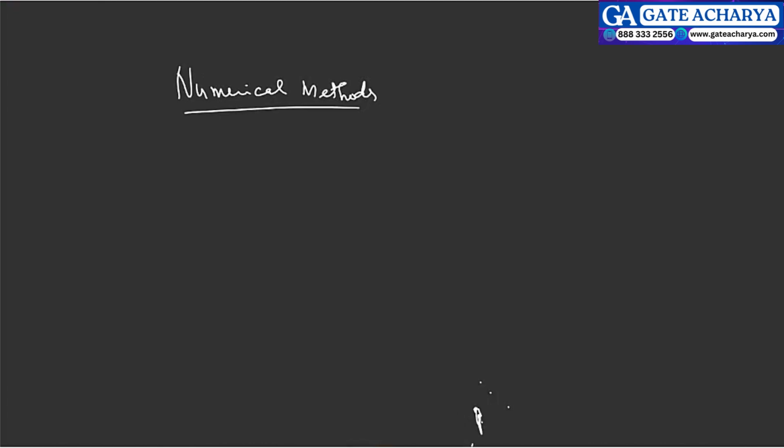Before this, do you know what mathematical methods are? We classify mathematical methods into 2. Mathematical methods means we find the solution of the given equations. The solution methods are divided into 2 parts: one is the analytical method and another is numerical methods. Analytical method is when some equation is given, we find the solution of that equation.